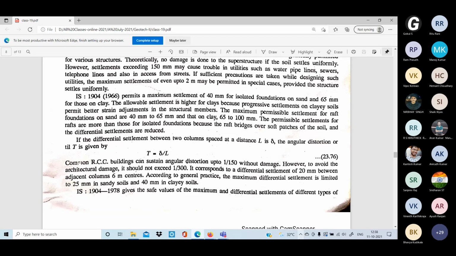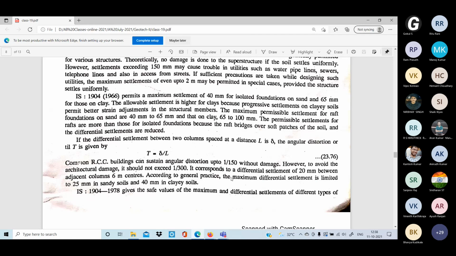Imagine two columns spaced at a distance L, and the differential settlement between them is delta. Then how do you find the angular distortion? Generally you find the angular distortion as delta by L. That's what is given in the table.